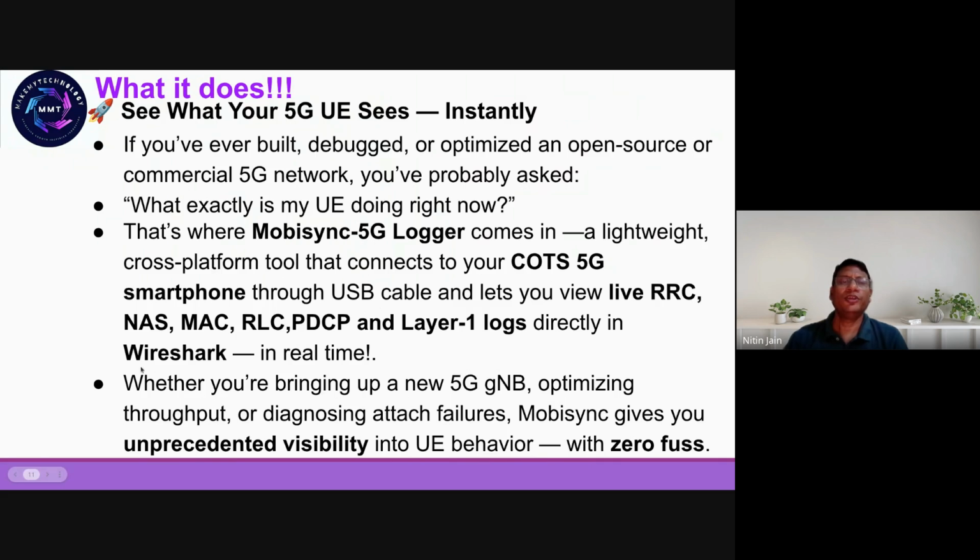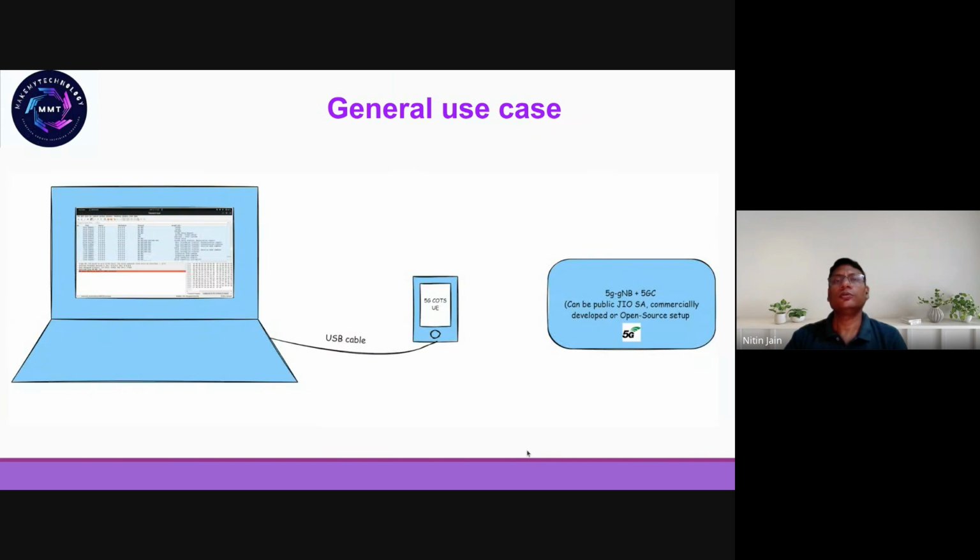So the tool is basically multi-purpose. You can use it to bring up a new 5G gNB. You can use it to diagnose attach failures, if you are not getting the expected throughput, to debug all those types of issues. So you get to solve all these issues using this tool. So that is a general use case.